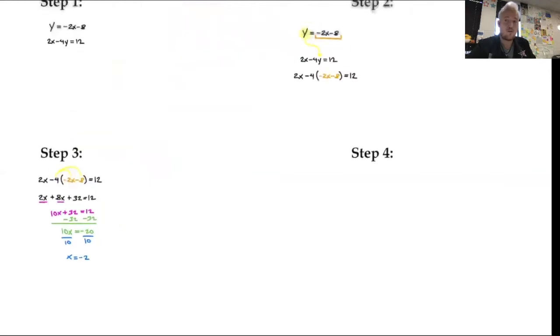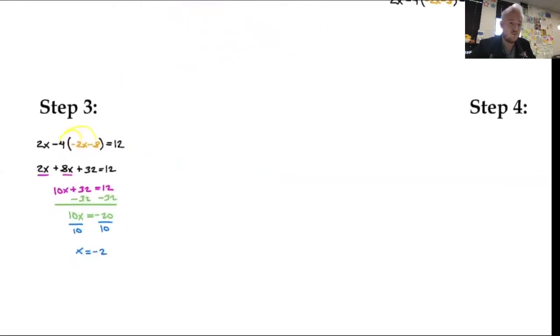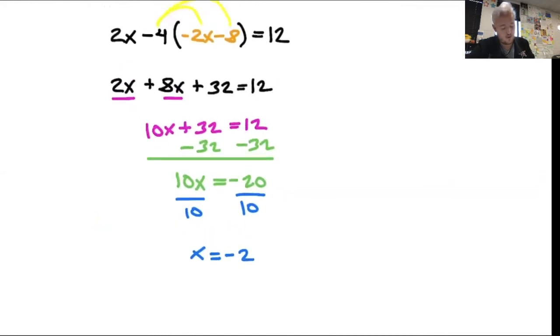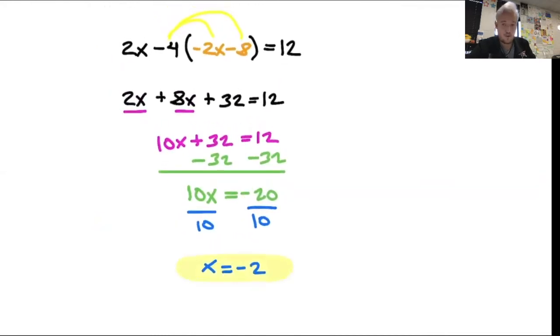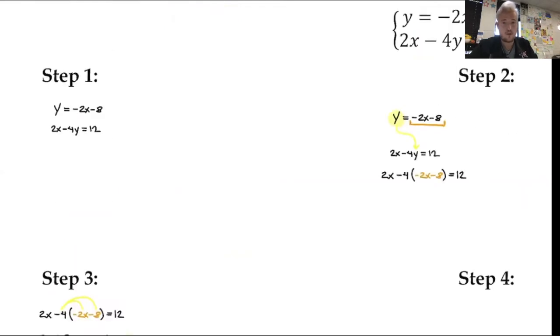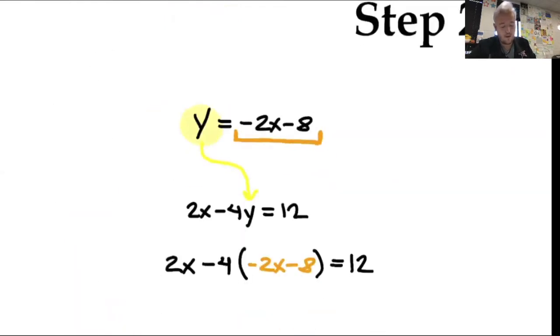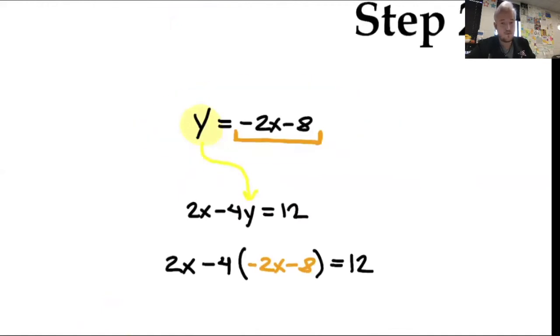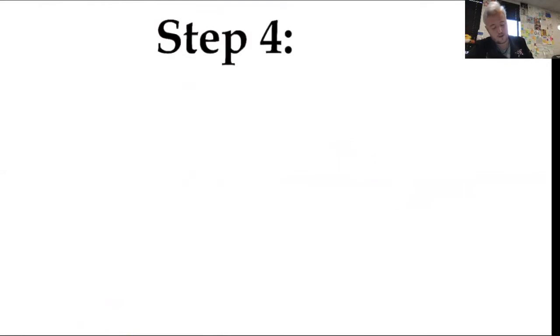Now keep in mind your solution is going to be a coordinate, an x and a y value. So we found the x value, but now we need to find the y value. So I'm going to use this x value that I just found to find my y value. So look back at your equation in step 2. We have a y equals equation right here. So I'm going to use that equation to my advantage.